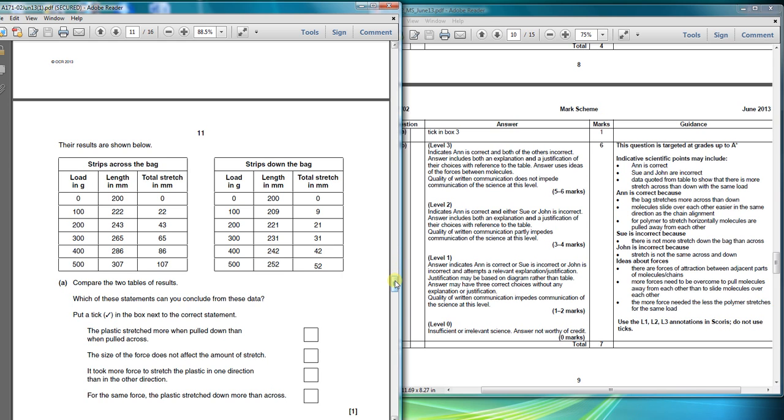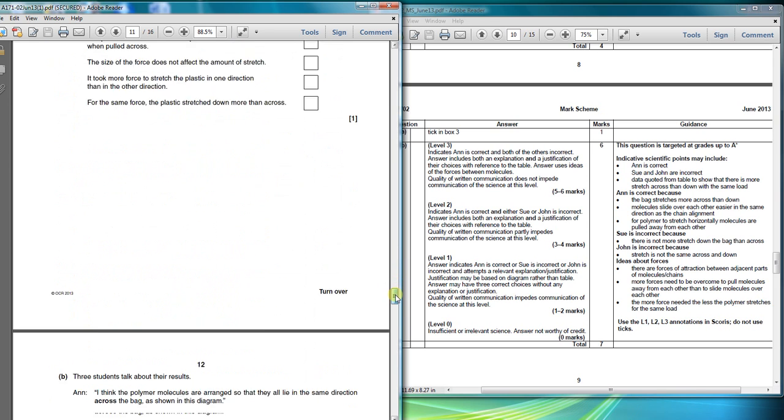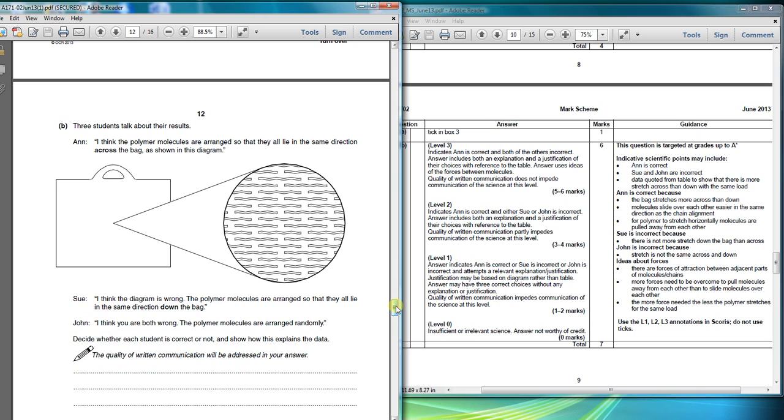And next we are on to everybody's favourite part, the 6 marker. So 5B is a 6 mark question. In the 6 marker it says 3 students talk about their results. First student, Anne, is saying, I think the polymer molecules are arranged so that they all lie in the same direction across the bag, as shown in the diagram. So that's what Anne thinks. Anne thinks they are in the same direction crossways across the bag, as in this diagram.